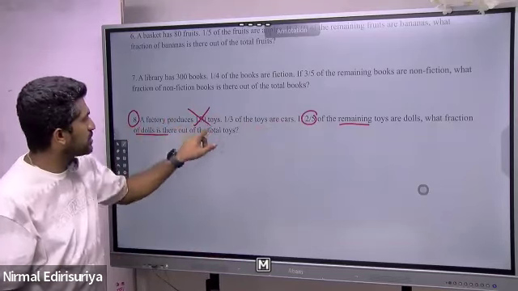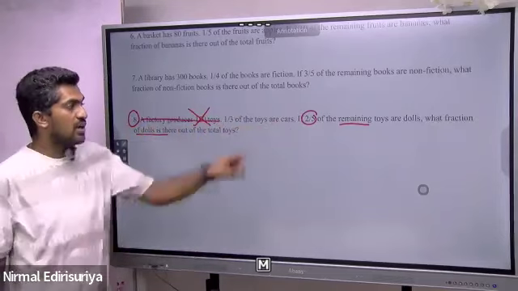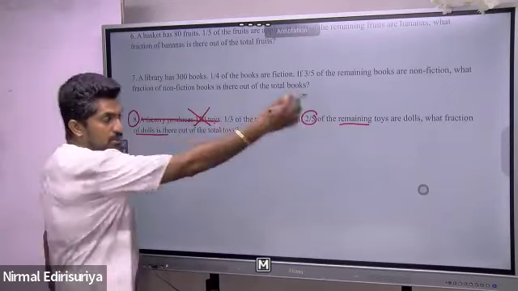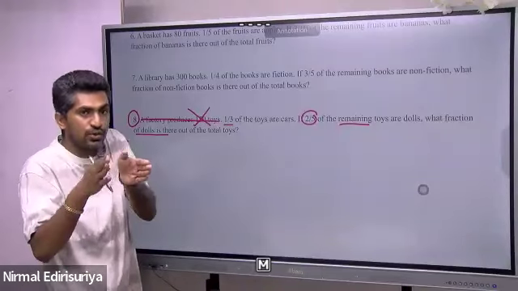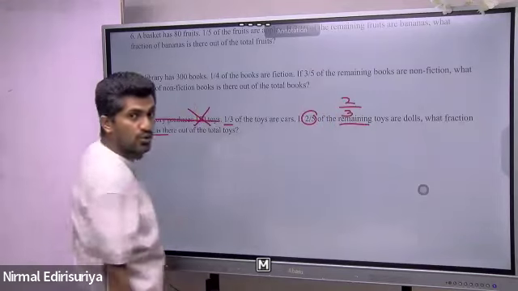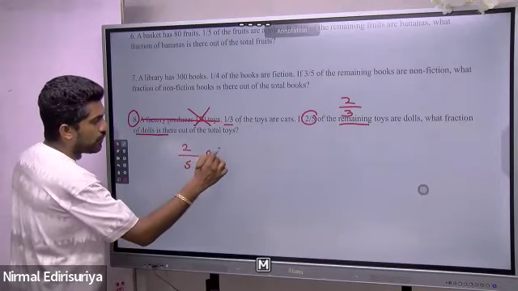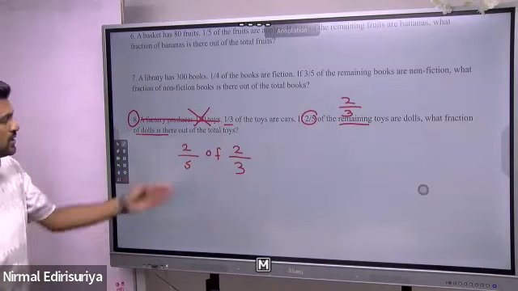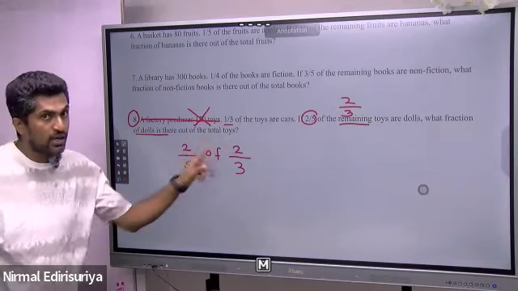Then read the question again. A factory produces 150 toys. We don't need that statement. One third of the toys are cars. Two-fifths of the remaining toys are dolls. This remaining comes after this one third. If one third of the toys are cars, what is the remaining? Two third. Now you can do the calculation: two-fifths of the remaining two third. So easy. Here you can't do cross simplification. Don't get this jumbled. Cannot cut 2 to 2.